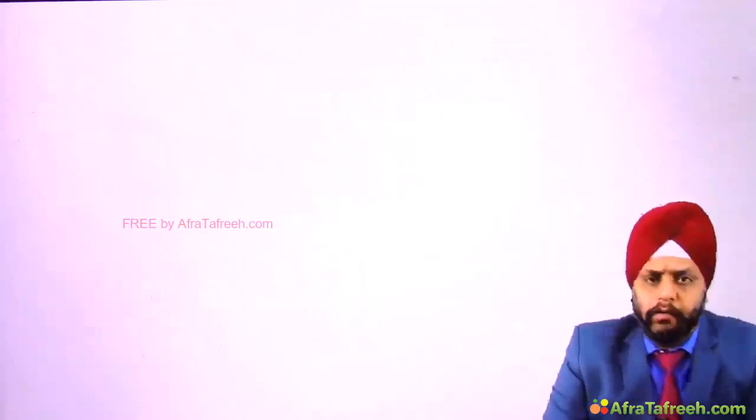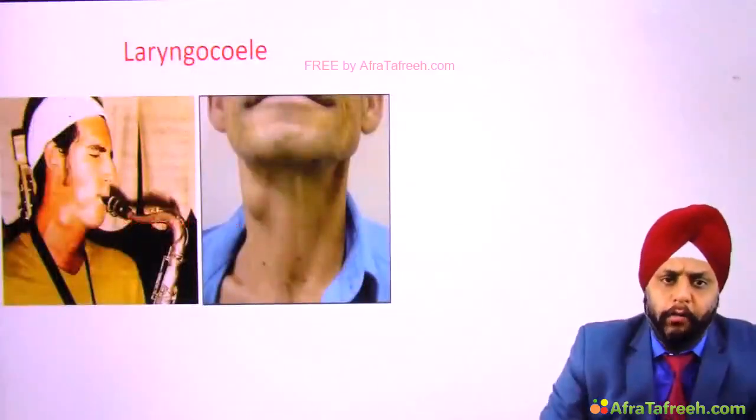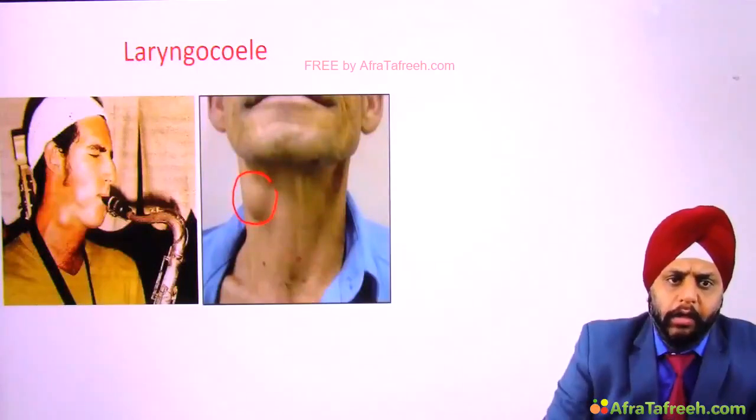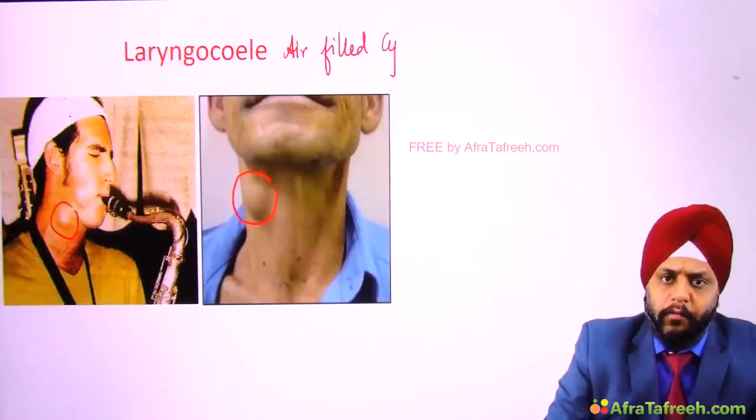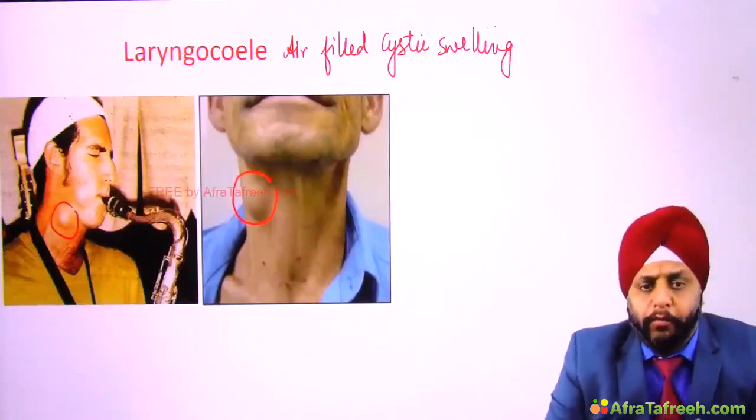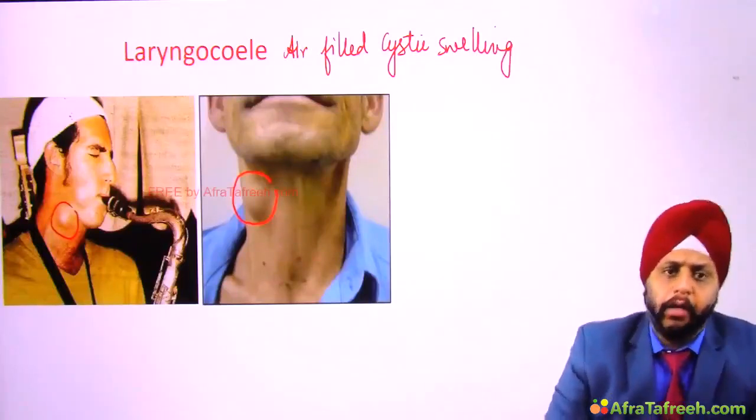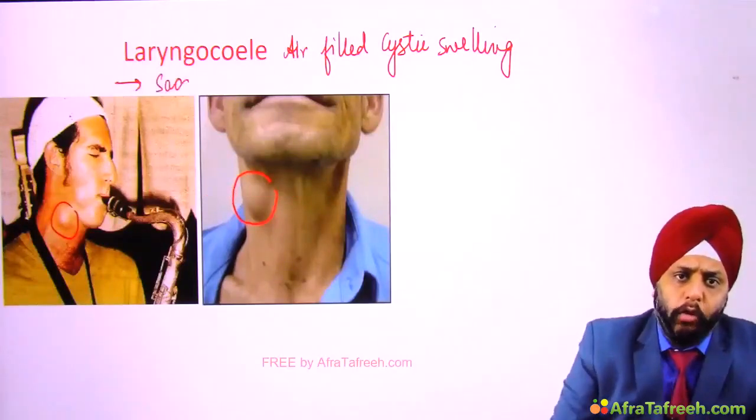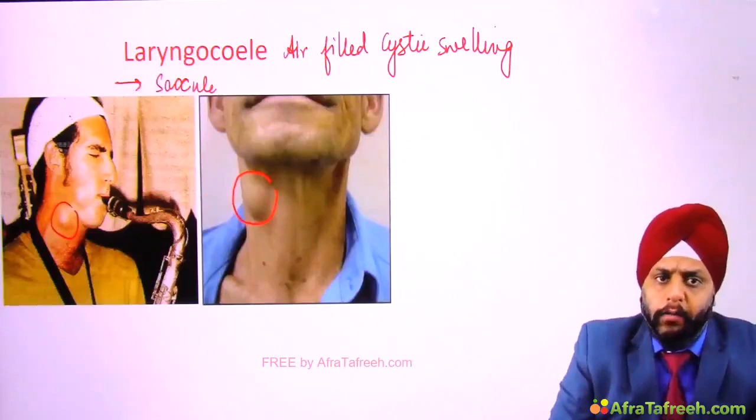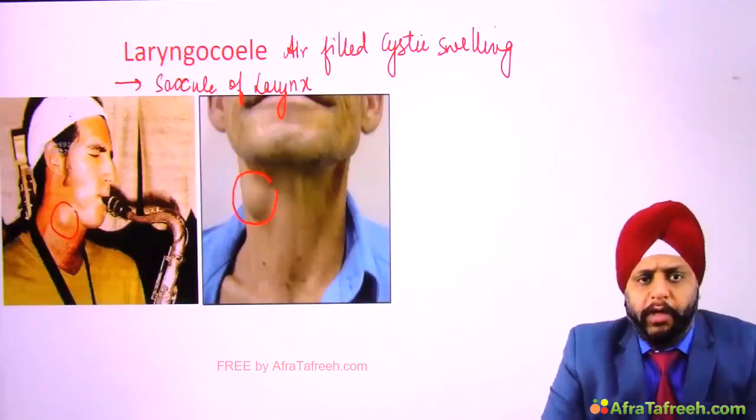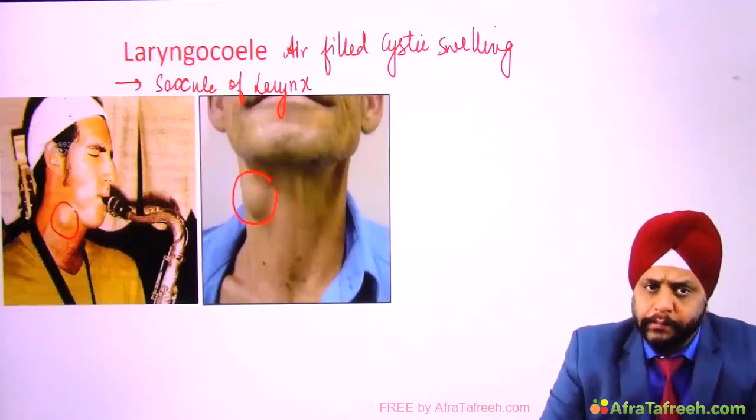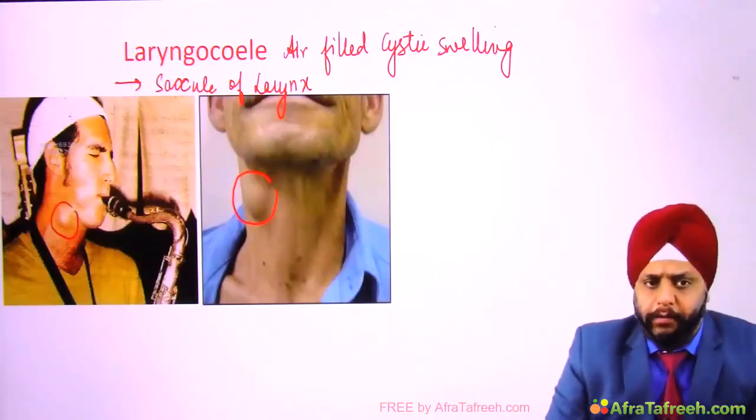All right, so let's look at this laryngocele. So what is laryngocele? As you can see over here, a laryngocele is an air-filled cystic swelling in the neck. Okay, and from where does it arise? It arises from the ventricle of larynx. In fact, it arises from the saccule. Saccule is the anterior most part of the ventricle of larynx. So the saccule of larynx, there the laryngocele arises. And this laryngocele can be of 3 types. Which 3 types?